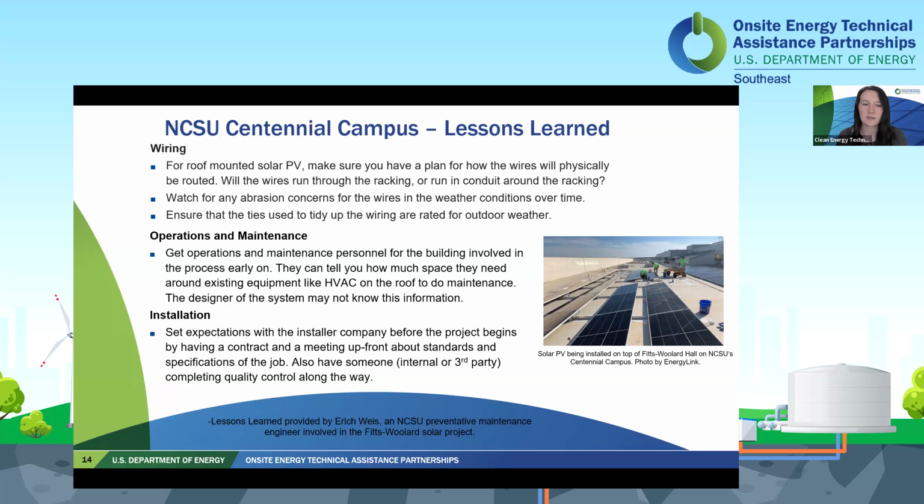And lastly, for installation, it's important to set those expectations with the installer company before the project begins, and have a contract and a meeting up front about those standards and specific specifications of the job. Because this is a state-owned building, some of the standards were a little more rigorous than PV installers are typically used to. So just being upfront and making sure everybody's on the same page about what's required for the job, and also having somebody, either internal or third party, completing quality control along the way.